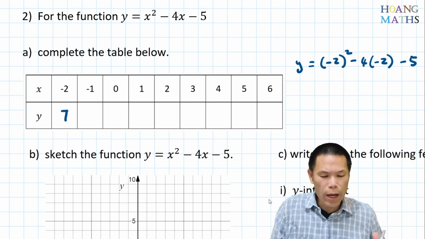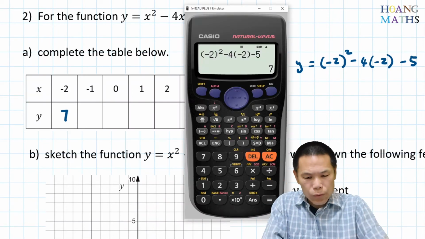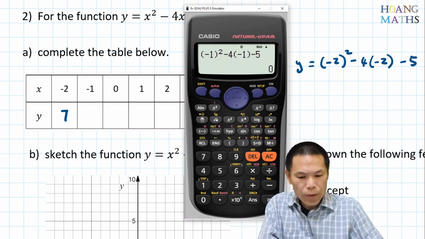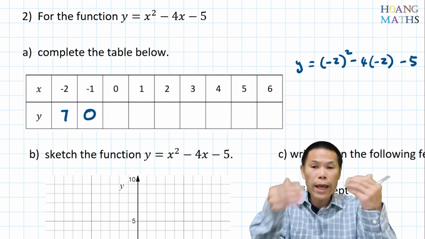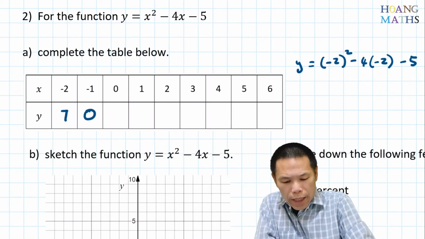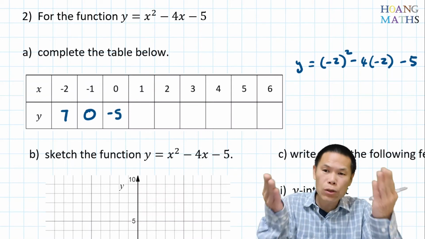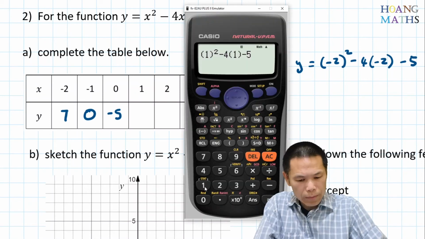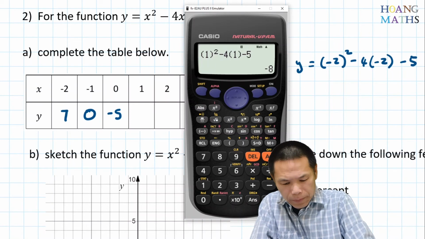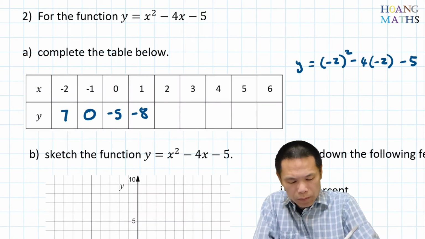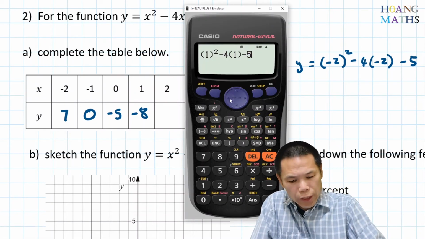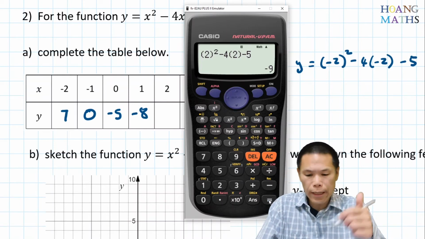And when x is negative 1, I just change that into negative 1, or you can retype it, y is equal to 0. So when x is equal to 0, similarly, y is equal to negative 5. And when x is equal to 1, you can just put that in the calculator. So the answer is negative 8. And when x is equal to 2, we just change it into 2. So the answer is negative 9.